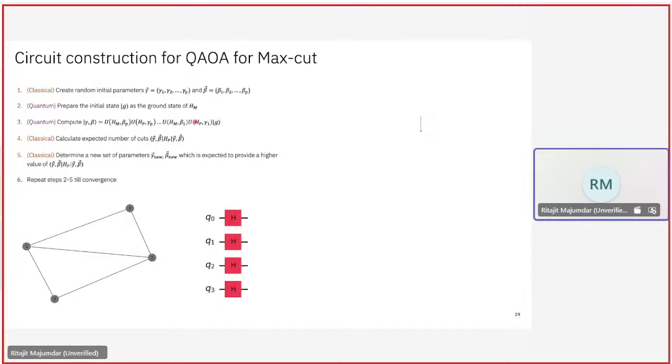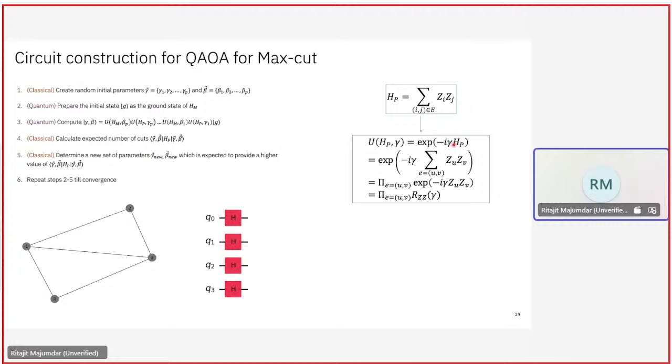Now we need to prepare this U_HP(gamma) and U_HM(beta). So how will U_HP(gamma) look? Stay with me for some time. This will immediately look a bit complicated, but it's not. What was my HP? Sum over Zi Zj. It was ideally identity minus Zi Zj, but instead of trying to maximize identity minus Zi Zj, we can try to minimize Zi Zj, right? So we will deal with this. What is U_HP(gamma)? It is the exponentiation of minus i gamma HP.